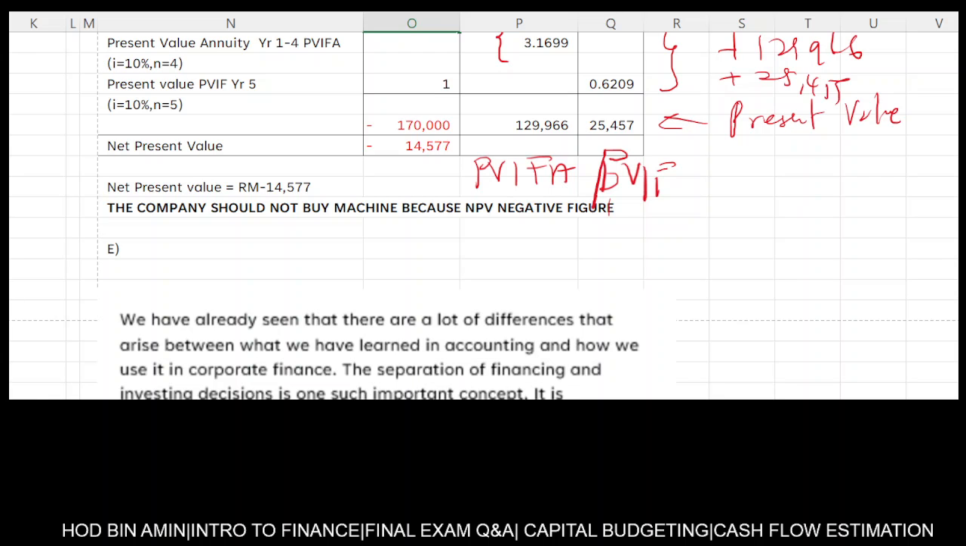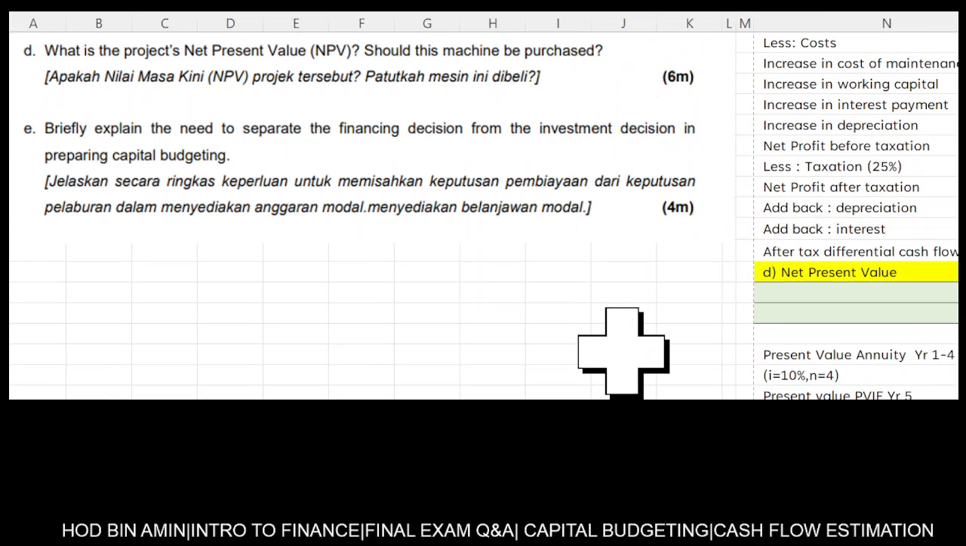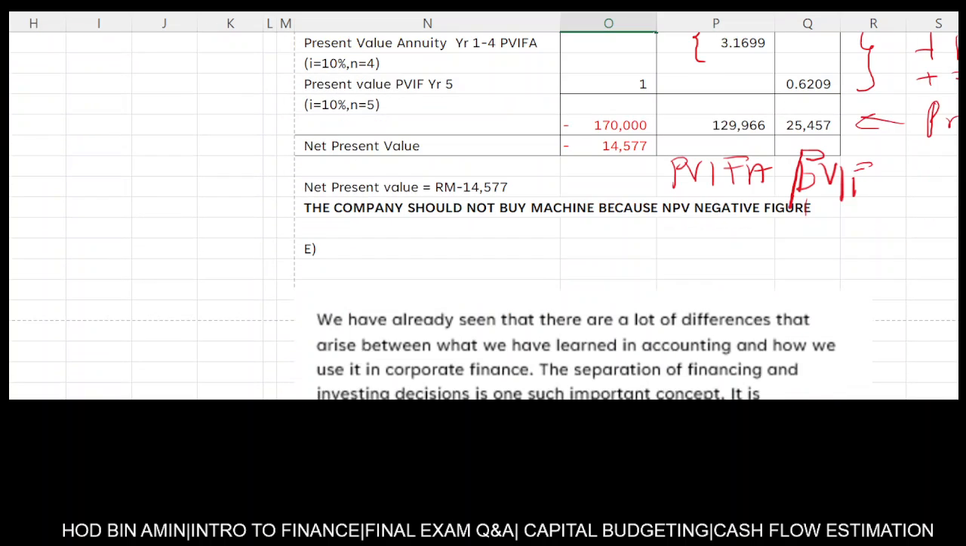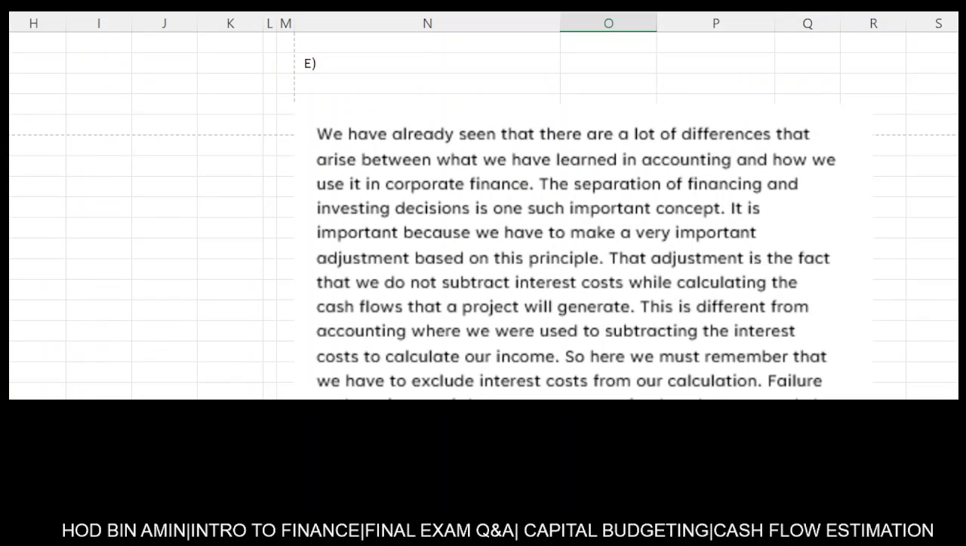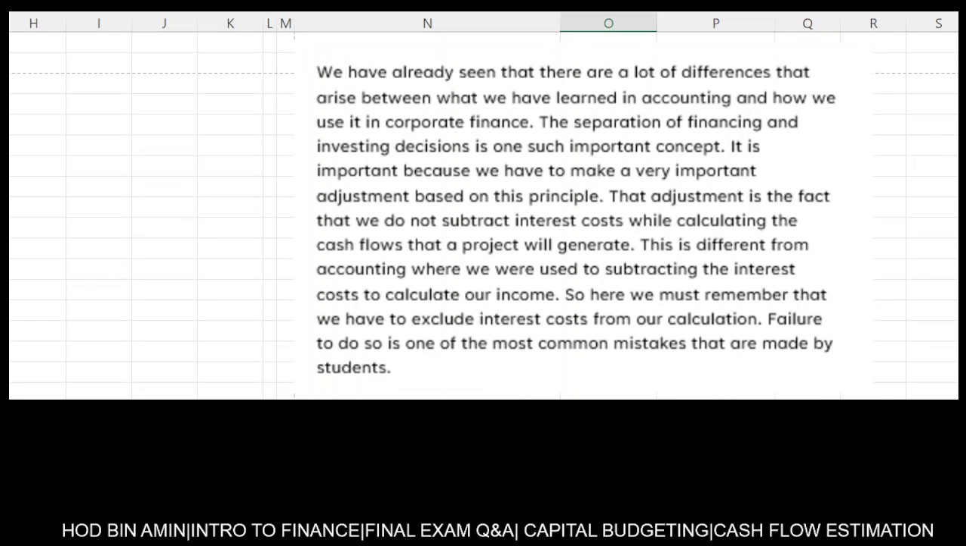So in question E, you need to separate the financial decision from the investment decision in preparing capital budgeting. Okay, this is my suggestion. We have already seen that there are a lot of differences between what we have learned in accounting and how we use it in corporate finance. The separation of financing and investing decisions is one such important concept. It is important because we have to make a very important adjustment based on this principle. The adjustment is that we do not subtract interest costs.